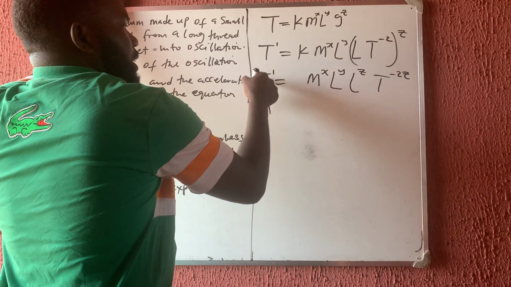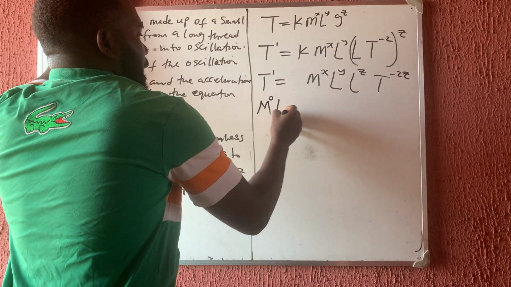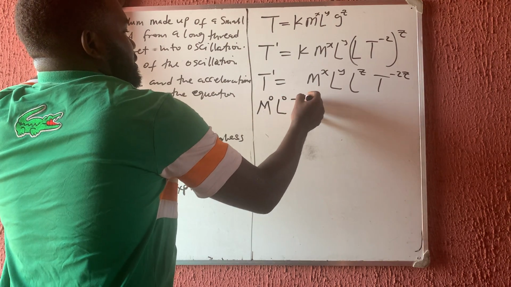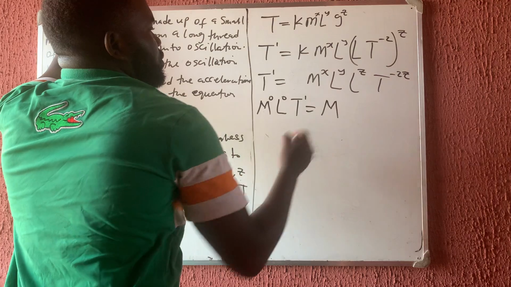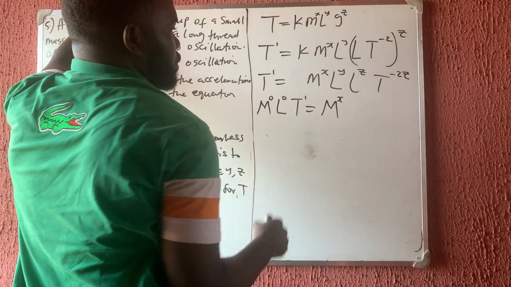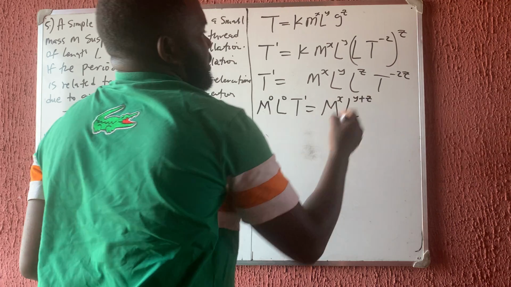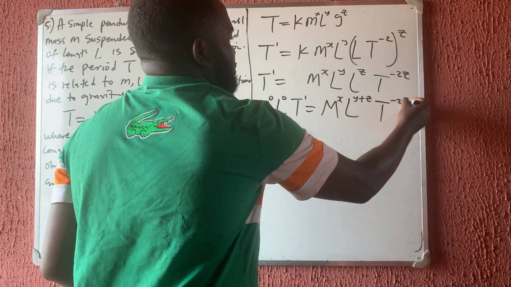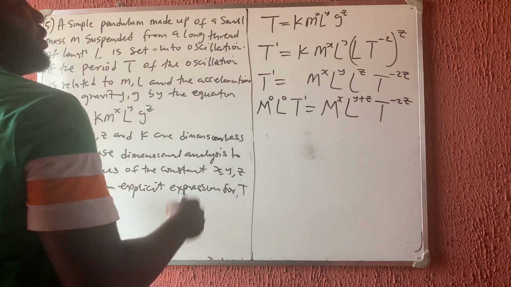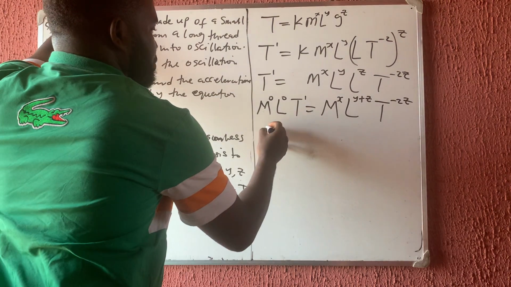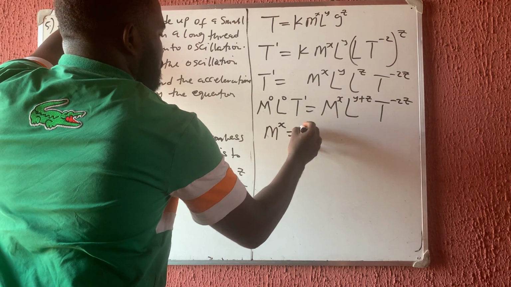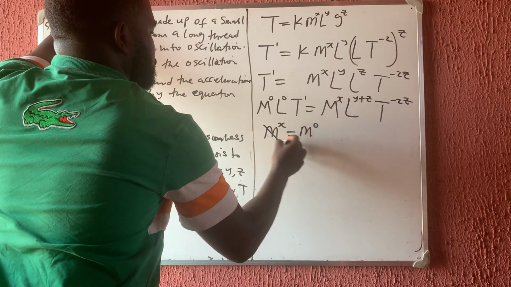M. There is no m here, so it will be m raised to power 0. There is no l, l raised to power 0, but there is t raised to power 1, is equal to m raised to power x. According to indices l and l, so I have l raised to power y plus z. Then finally t raised to power minus 2z. Now, if you compare the left hand side and the right hand side, you'll be having that m raised to power x is equal to m raised to power 0, to show that what?